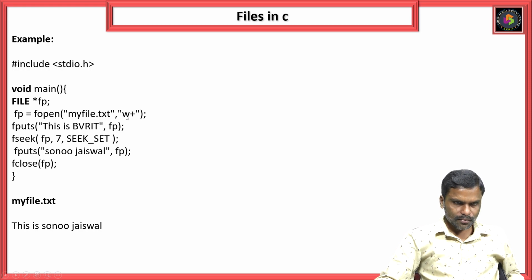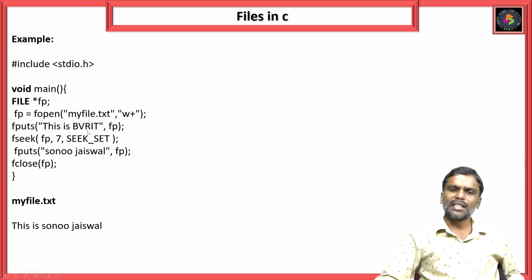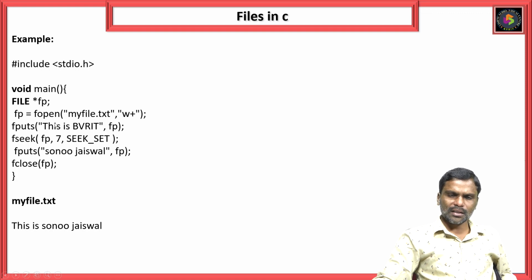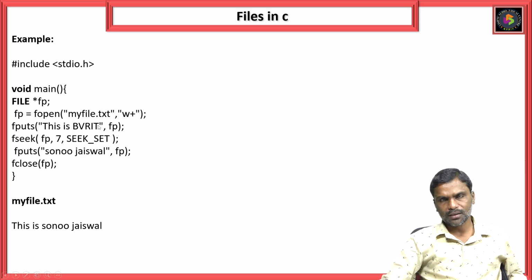fputs is used to write something. I have written "This is BVRIT". fputs doesn't use format specifiers or a control string; it is unformatted. We simply take the file pointer fp, as we want to read and write something. I have written "This is BVRIT", or you can modify it: "This is BVRIT Narsapur", "Hello BVRIT", whatever you want.